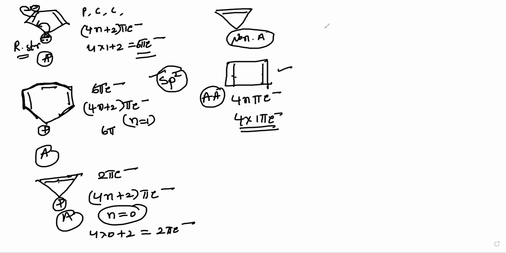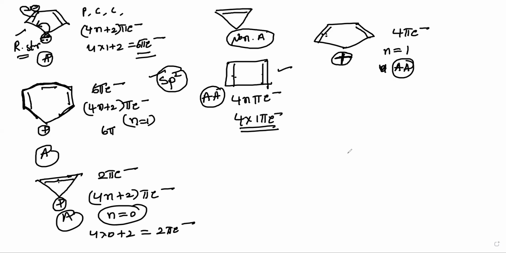Like this we can take. Suppose at this position, in the last example we wrote negative, suppose at this position it is positive. Then observe, these pi bonds are in conjugation with the positive charge. How many pi bonds are there? Two pi bonds. We are not considering the positive charge because positive means no electrons. That's why 4 pi electrons are present. Again n is equal to 1, following the anti-aromatic rule.